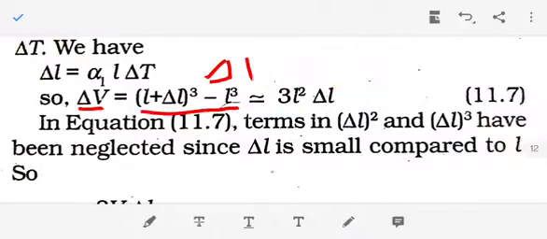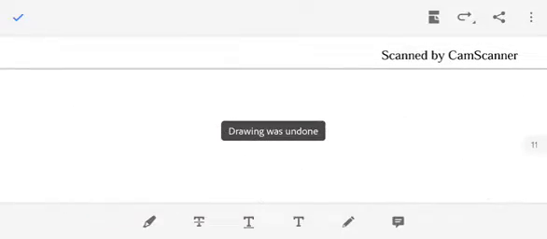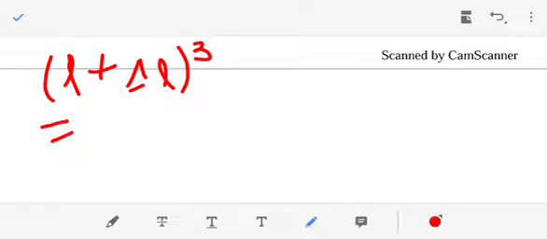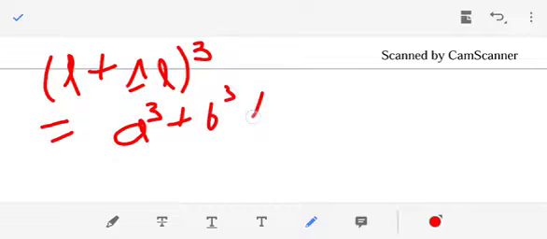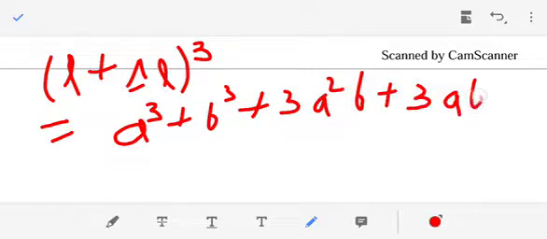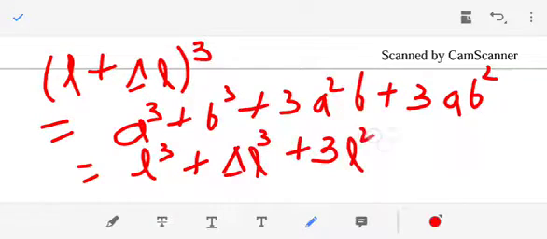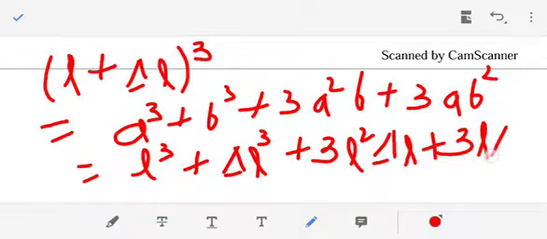And how are we getting this? See, (L plus delta L) whole cube. What is the formula for (A plus B) whole cube? It is A cube plus B cube plus 3A square B plus 3AB square. So here it will be L cube plus delta L cube plus 3L square delta L plus 3L delta L square.